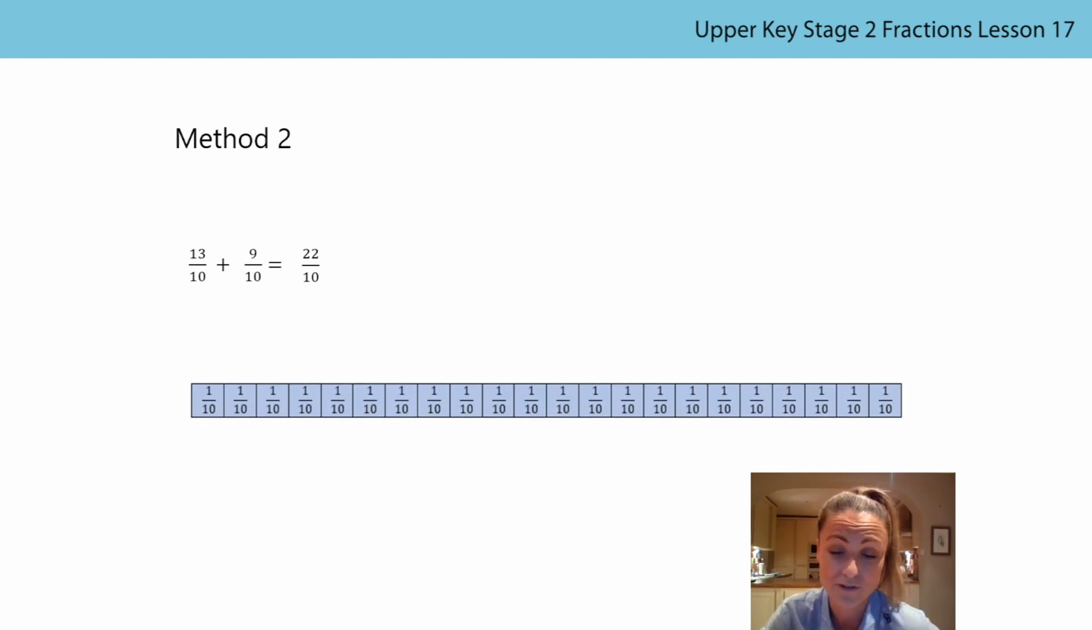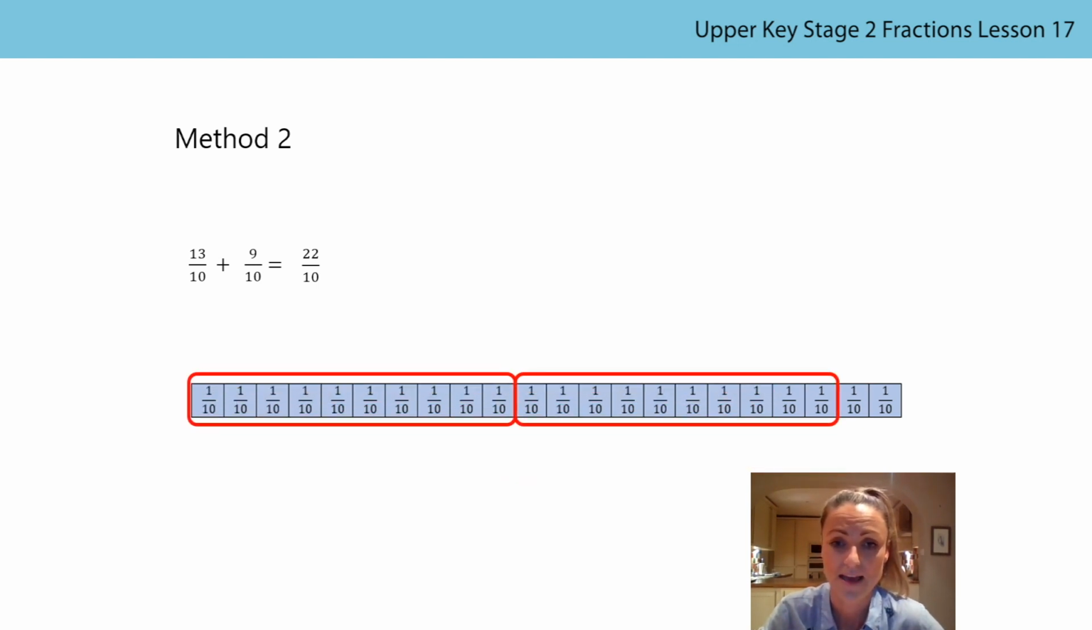And you may have drawn something like this to help you, but if not, it's here now. Now we're dealing with tenths, so we know that 10 tenths are going to make one whole. So how many wholes can we make from 22 tenths? How many groups of 10 tenths? Hopefully you've spotted that we can make 2 wholes, 2 groups of 10 tenths to make those 2 wholes, and then we have 2 tenths remaining or left over as the fractional part. So we have 2 and 2 tenths.